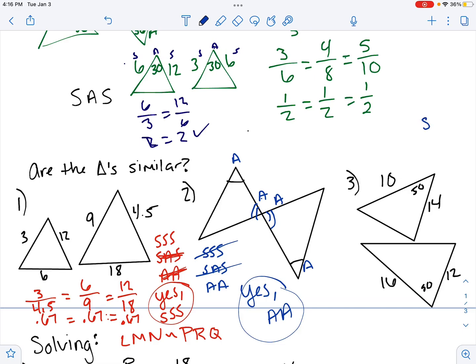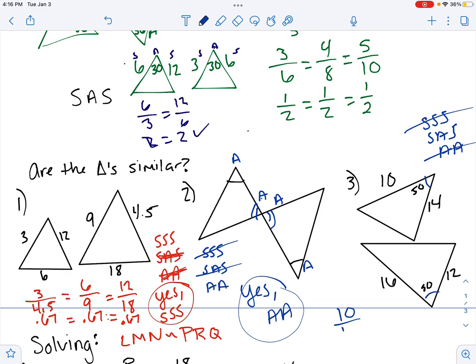So the last one, we know we have to have side, side, side, side, angle, side, or angle, angle. On this one, does it give you all 3 sides in both triangles? No. Does it give you 2 angles in each triangle? No. So it should be side, angle, side. Always check it. So my angles are both 50, so that's good. These two are equal. So let's set up our proportions and see what happens.